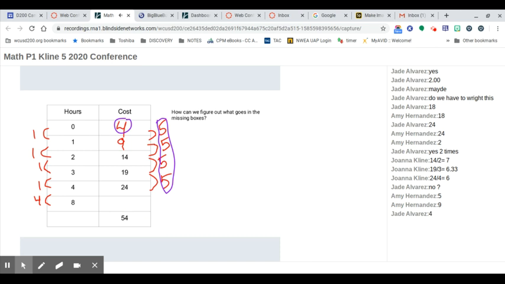Now this is where it gets tricky. We need to figure out how much 8 hours cost. Over here, instead of going up by 1s, it went up by 4. So instead of going up by 5, we're going to have to go up by 5 times 4, because it's 4 jumps. So that means we have to do the times 4.